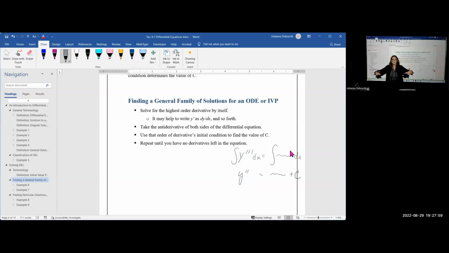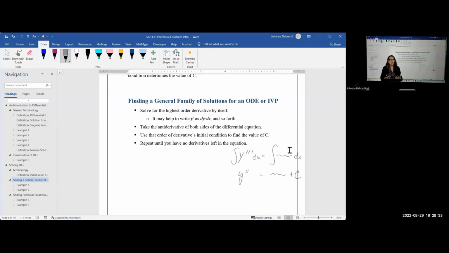And then you repeat the process. You do it again. You're going to isolate the y double prime. You're going to integrate both sides. Now you'll have y prime with a plus c. So you'll need an initial value condition for y prime to pin down that value of c. And then you do it one more time to get the value of y. You'll need one more initial condition for y in order to pin down the last value of c. So this is the basic process of solving a differential equation.